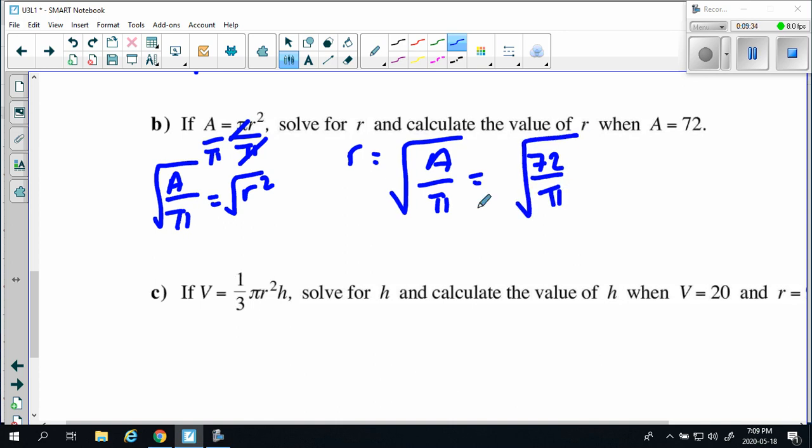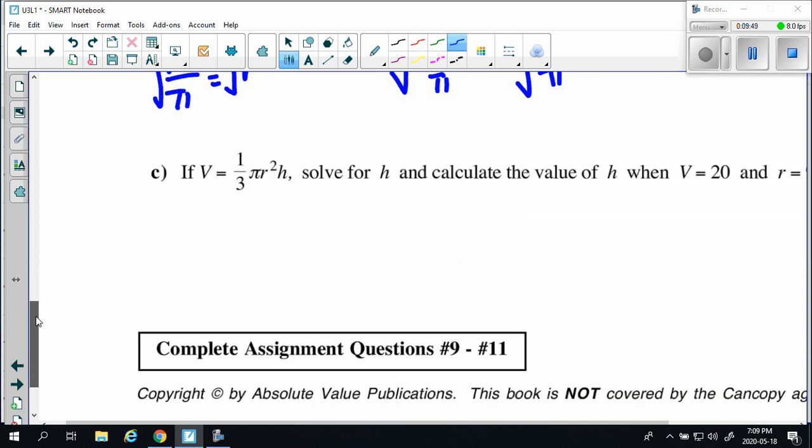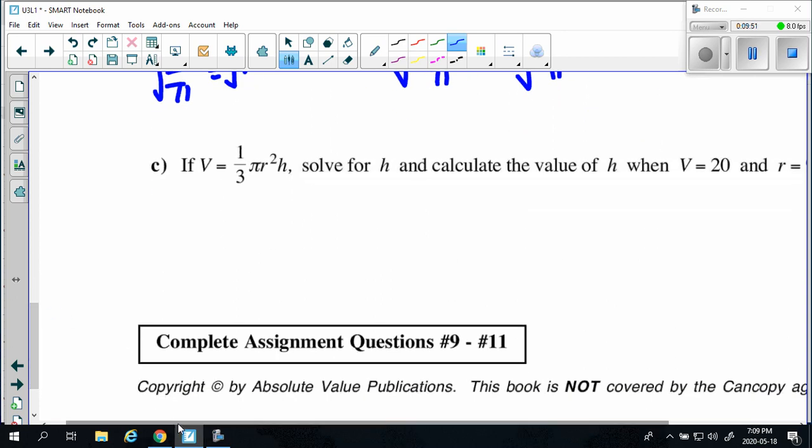So if you want to type this in your calculator all in one shot, you sure can, but you have to put the inside of the radical in brackets. Make sure you close the brackets correctly. And if you do this correctly, you will get 4.8. Last example, solve for h.